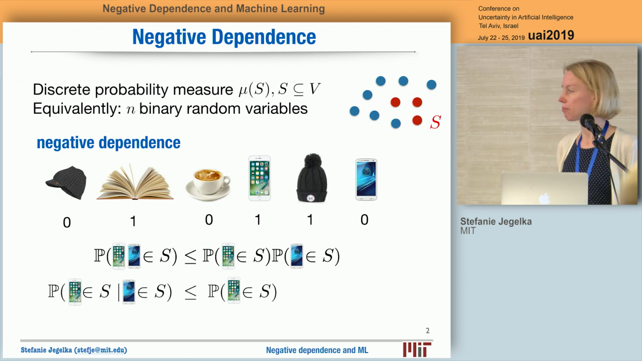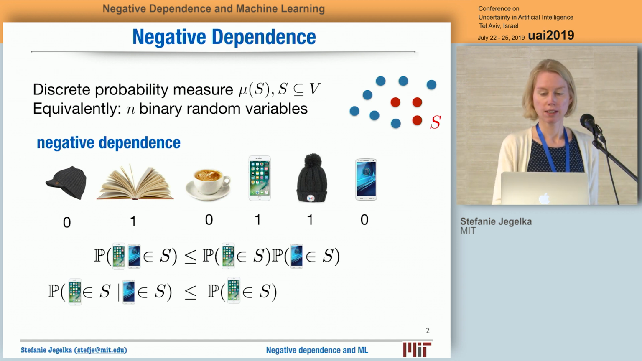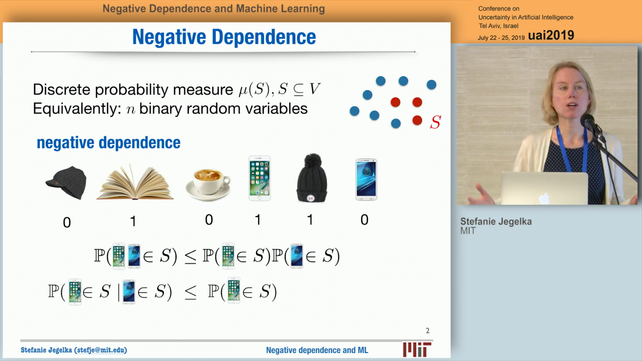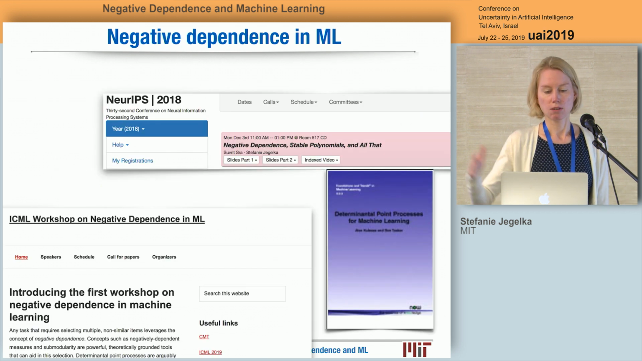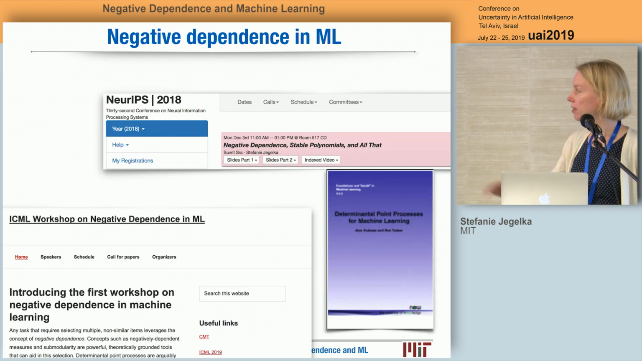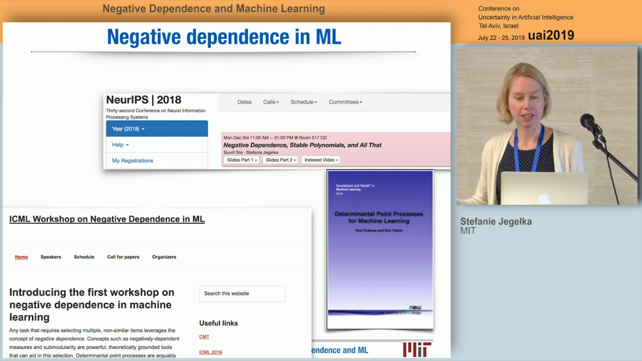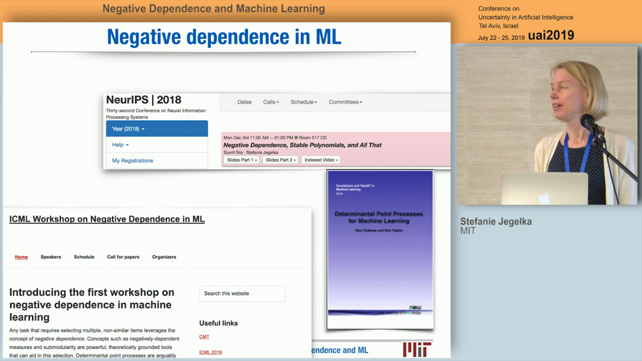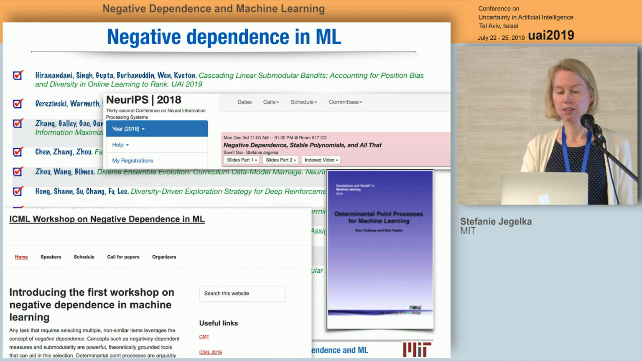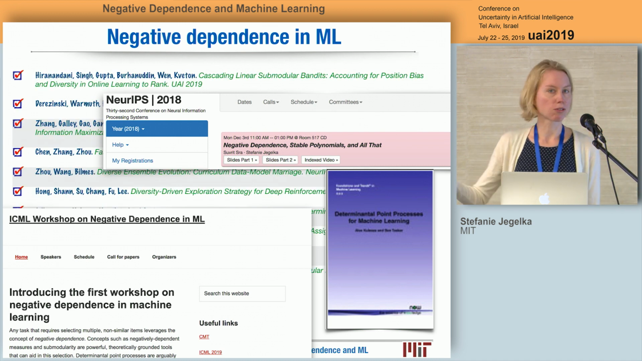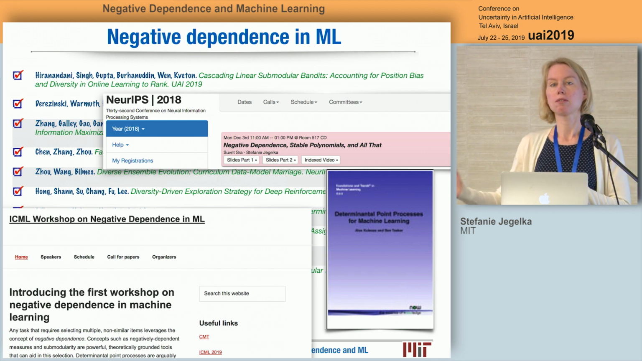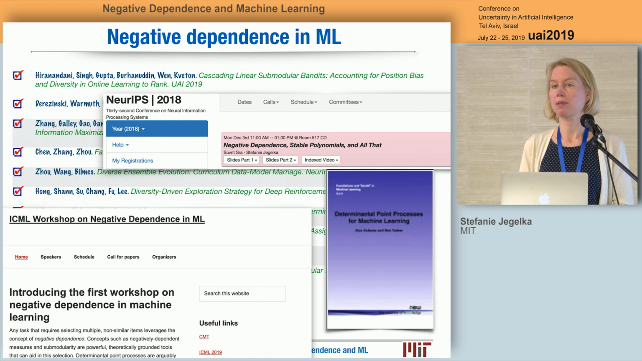So that's negative correlations. Now, this topic of negative dependence has recently gained a lot of interest in machine learning, so there have been workshops, a tutorial, and there's actually a book, also a very nice book, very related to the topic. And there have been several papers, just sort of in the background here, at UAI, at NeurIPS, at ICML, talking broadly about the concept of negative dependence.